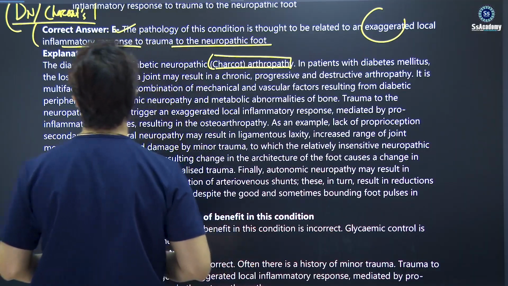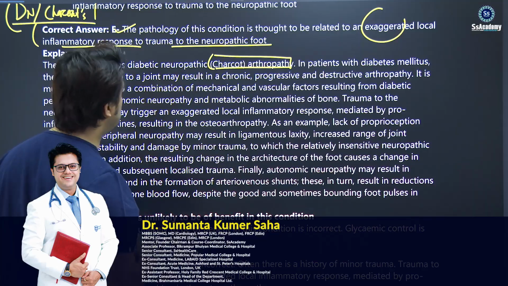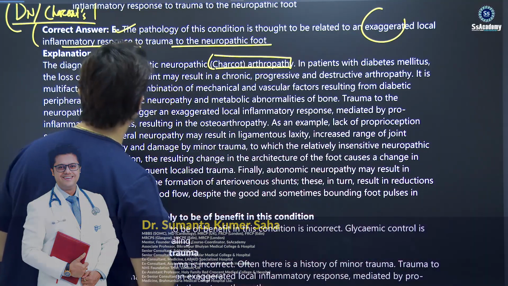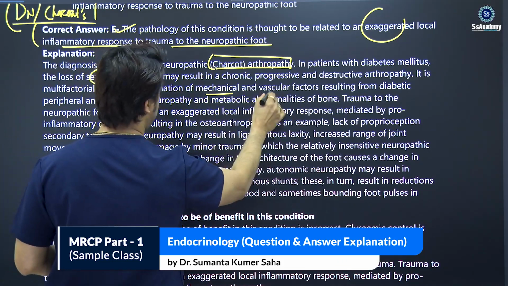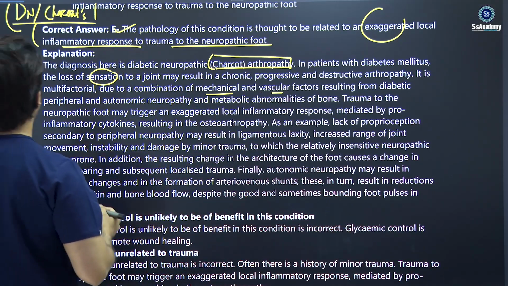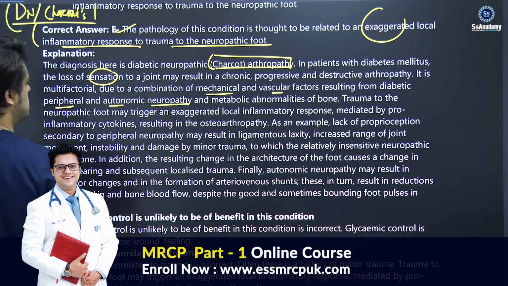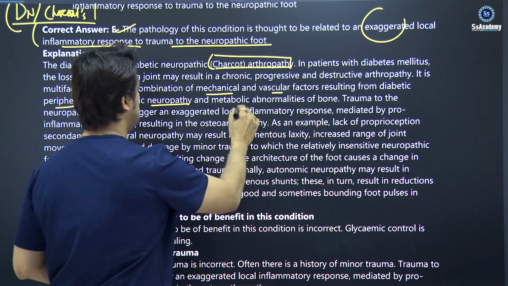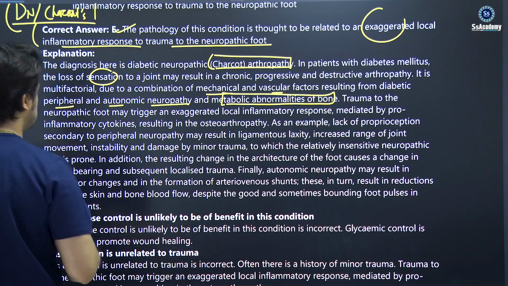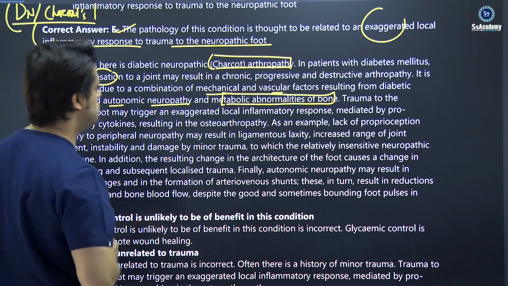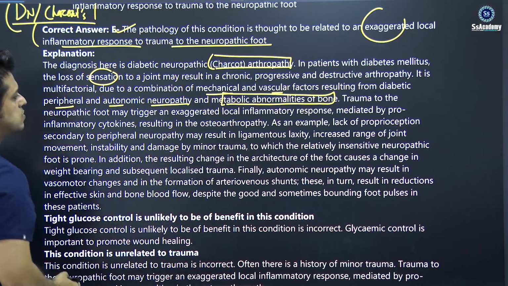In patients with diabetes, loss of sensation to a joint may result in chronic, progressive and destructive arthropathy. It is multifactorial, due to a combination of mechanical and vascular factors, resulting from diabetic peripheral and autonomic neuropathy and metabolic abnormalities of the bone. Trauma to the neuropathic foot may trigger an exaggerated local inflammatory response mediated by pro-inflammatory cytokines, resulting in osteoarthropathy.